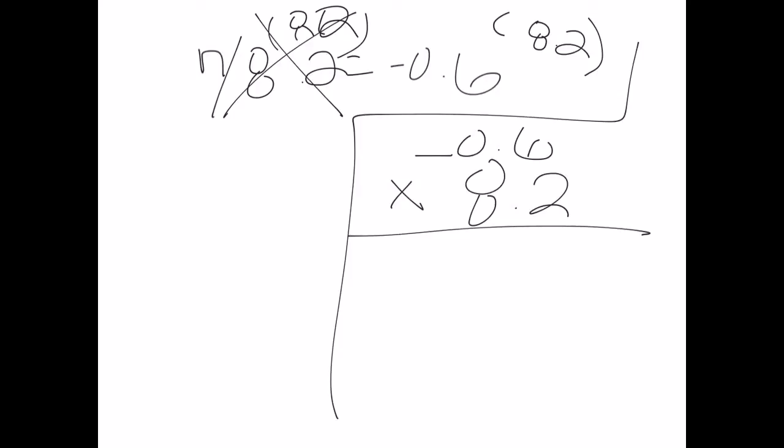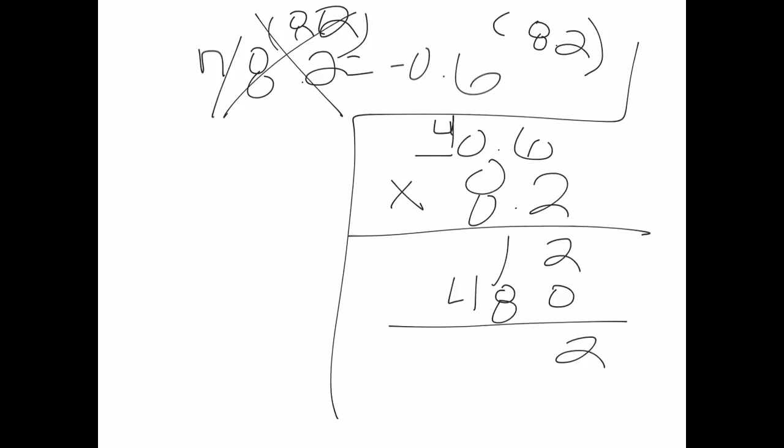To do this, you are going to multiply 6 by 2, and that's how you get 12. 2 times 0 is 0, plus 1 is 1. Put a 0 to hold your place value. 8 times 6 is 48. 8 times 0 is 0, plus 4 is 4. 2 plus 0 is 2. 8 plus 1 is 9.